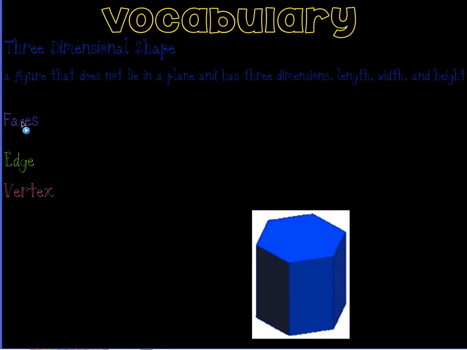All right, then the faces. The faces of a three-dimensional figure are the flat surfaces of the 3D shape. Right, so not all 3D shapes have faces because they have to be flat. In this case, the face would be the top up here, or any of these sides that you see here and in the back. And then also the bottom. Those are called the faces because they're all flat. There's no curve to them.